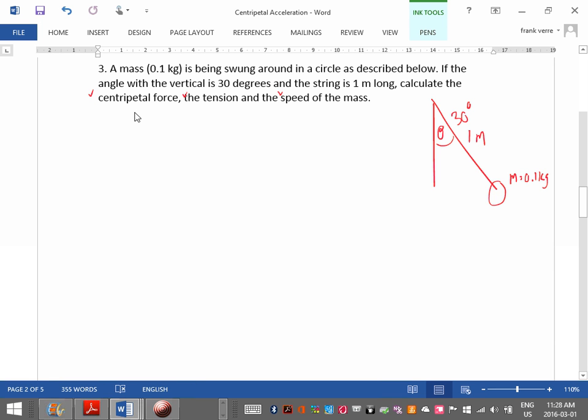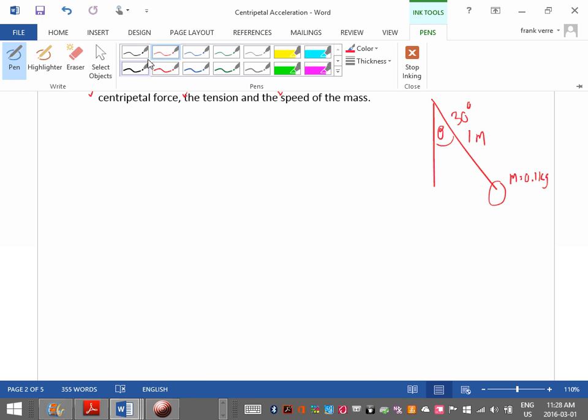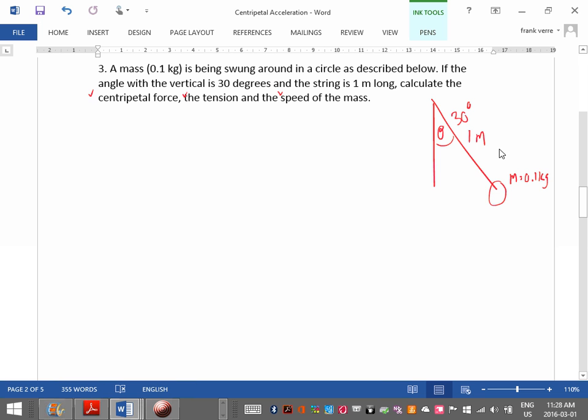Actually, maybe not. Let's look for the tension first. We know there are certain forces acting on this mass. What's the force acting this way? Down. What would that be? Yep, right.